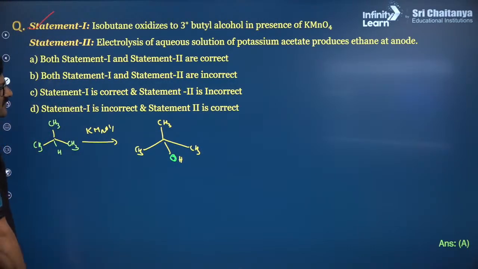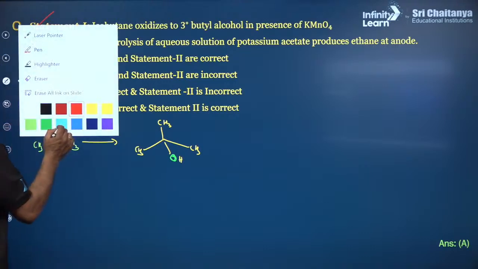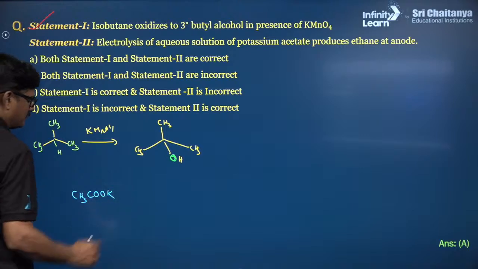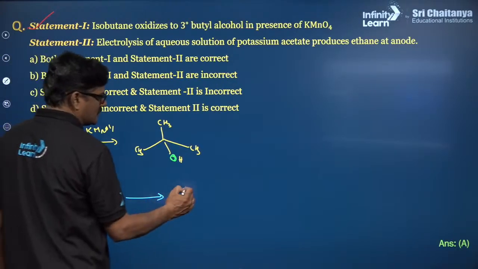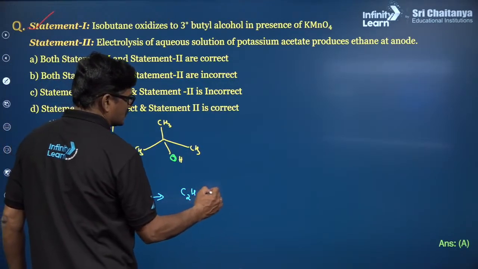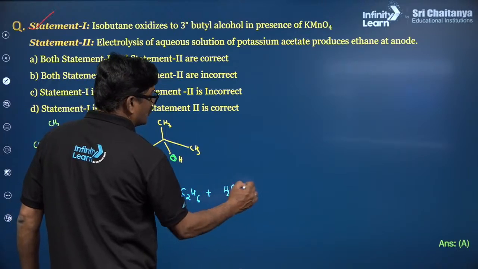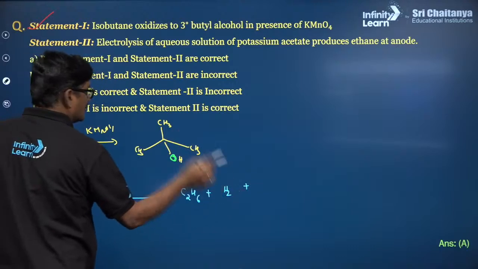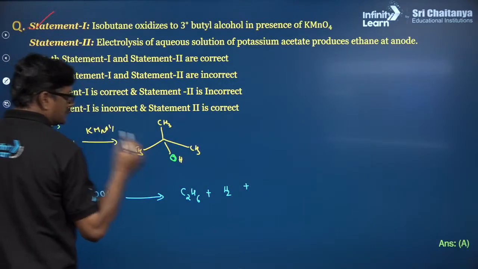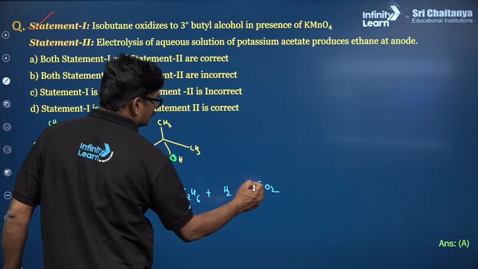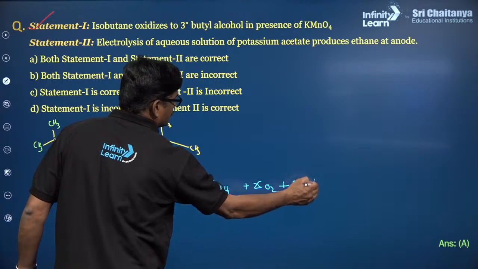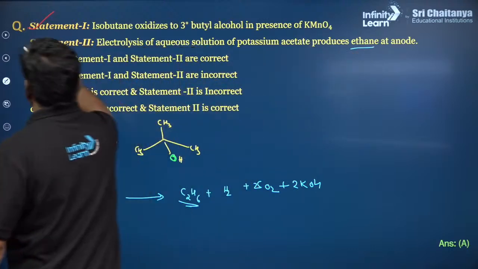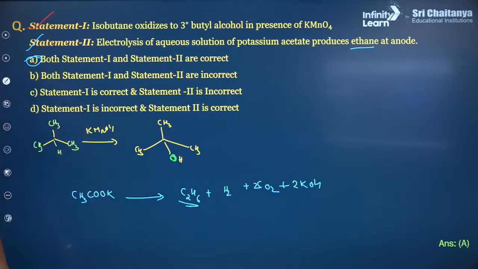And electrolysis of aqueous solution of potassium acetate. What is this potassium acetate? CH3COOK in aqueous solution is going to give C2H6 plus H2O plus H2 and CO2 plus KOH. So you got ethane, and this is also a correct statement. My answer is going to be A.